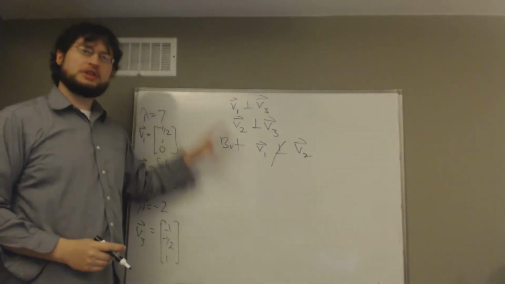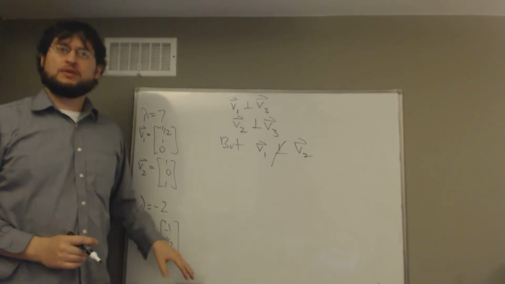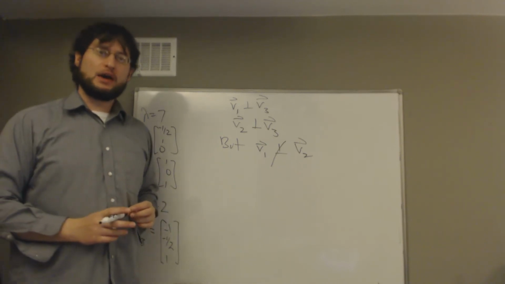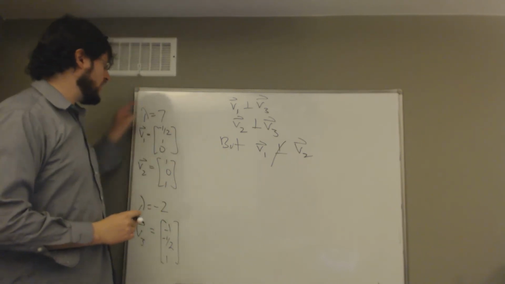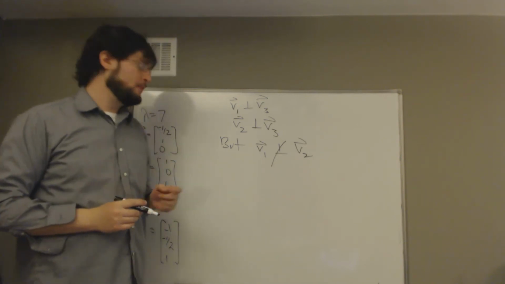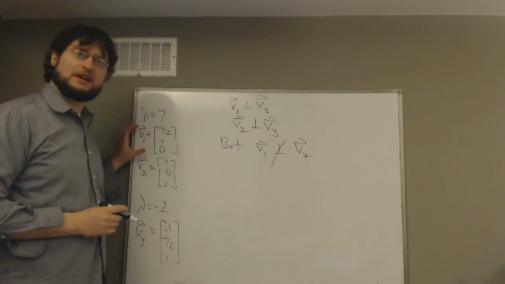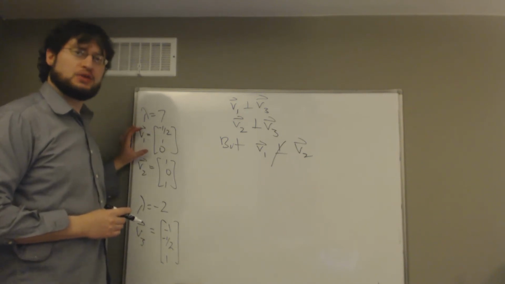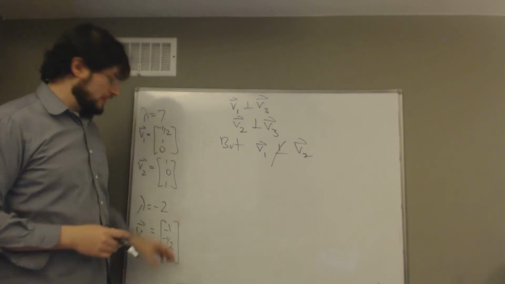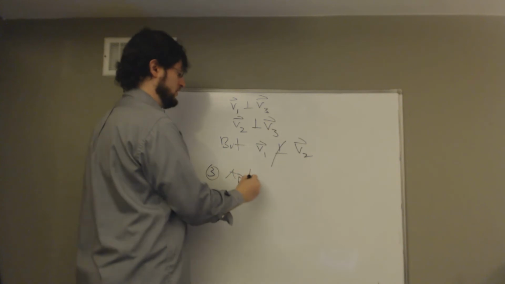So when we go through this process, we get some things that are orthogonal, the things that correspond to distinct eigenvalues, but we still have to orthogonalize within a particular eigenspace. So for lambda equals 7, we got two eigenvectors. They are not necessarily going to be orthogonal. This is where we have to go to step 3 and apply Gram-Schmidt.